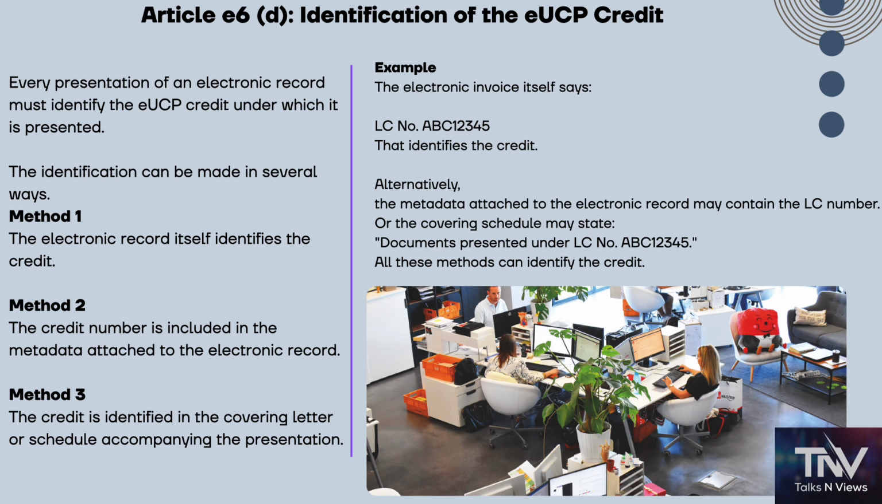Example. The electronic invoice itself says LC No. ABC 12345. That identifies the credit. Alternatively, the metadata attached to the electronic record may contain the LC number. Or the covering schedule may state documents presented under LC No. ABC 12345. All these methods can identify the credit.